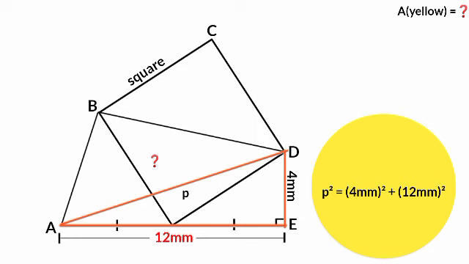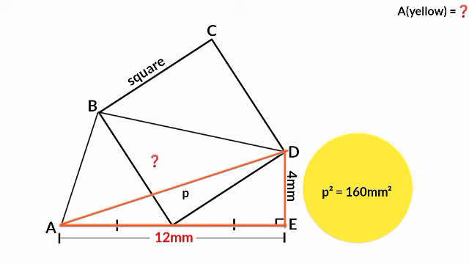4 millimeters all squared is 16 millimeters squared, and 12 millimeters all squared is 144 millimeters squared. 16 millimeters squared plus 144 millimeters squared is 160 millimeters squared. So P squared equals 160 millimeters squared. Taking the square root of both sides, the square root of P squared is P, while the square root of 160, since 160 millimeters squared is equivalent to 16 millimeters squared times 10, is 4 root 10 millimeters. So P equals 4 root 10 millimeters. That is, the length of this side is 4 root 10 millimeters.